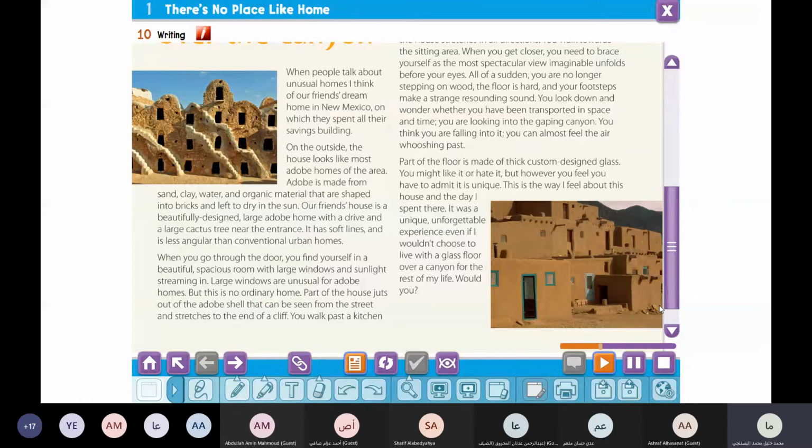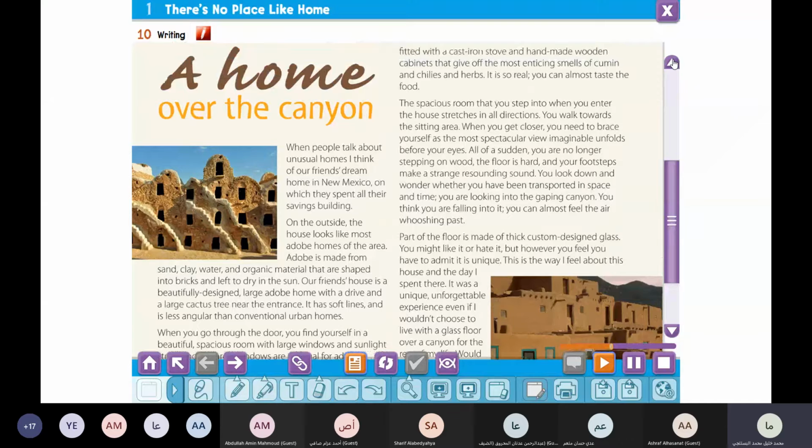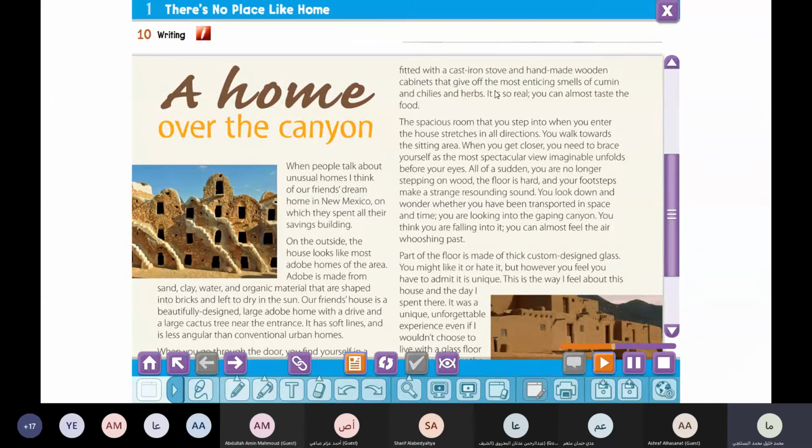Large windows are unusual for adobe homes, but this is no ordinary home. Part of the house juts out of the adobe shell that can be seen from the street and stretches to the end of a cliff. You walk past a kitchen fitted with a cast iron stove and handmade wooden cabinets that give off the most enticing smells of cumin and chilies and herbs. It is so real you can almost taste the food.